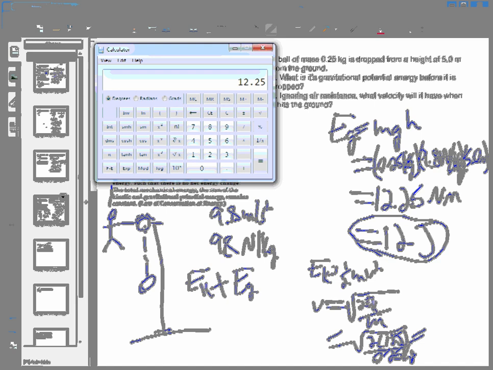And that equals 2 times 12 divided by 0.25, and then square root that. There it is. 9.7979, etc. We've got two significant figures still, so we get to keep two significant figures. We get 9.8.